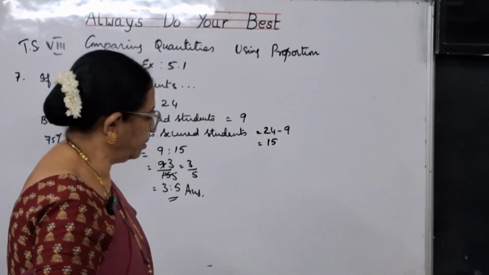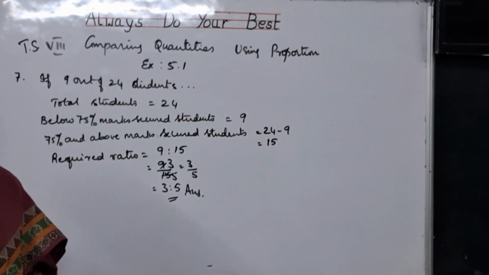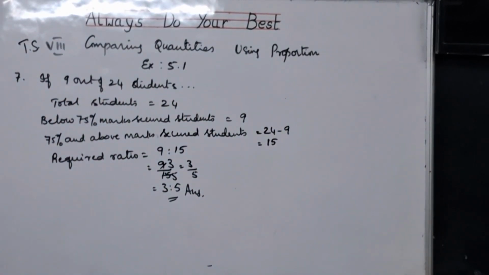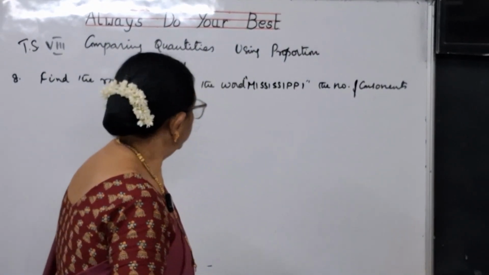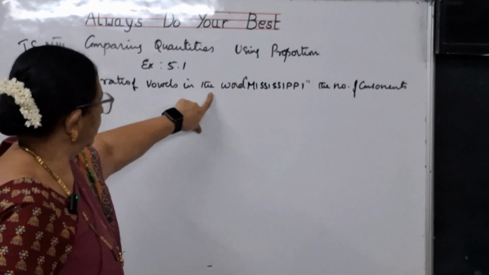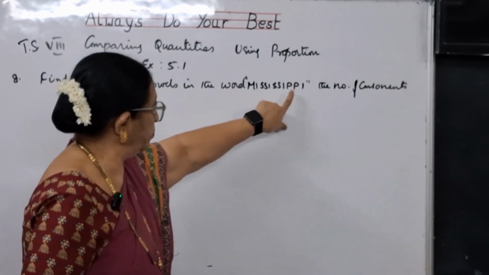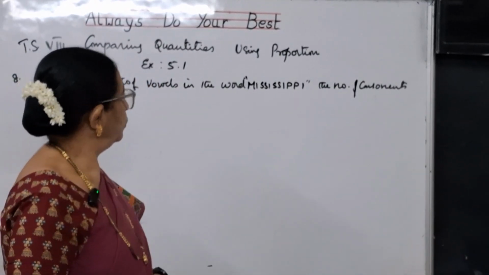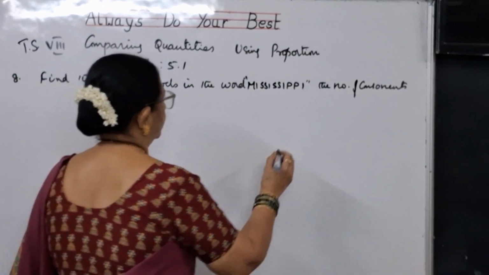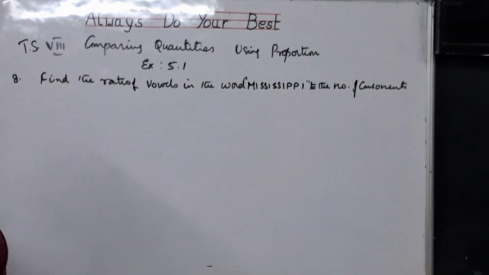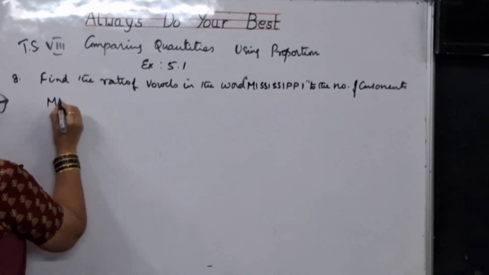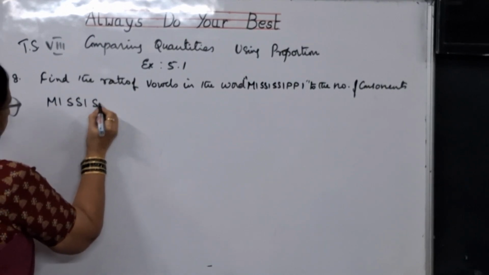Please note it down. This is 7th sum. Now 8th sum, children. Find the ratio of vowels in the word Mississippi to the number of consonants. So the word given to us is Mississippi.